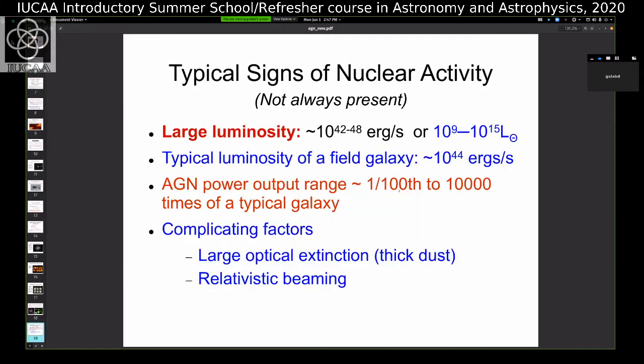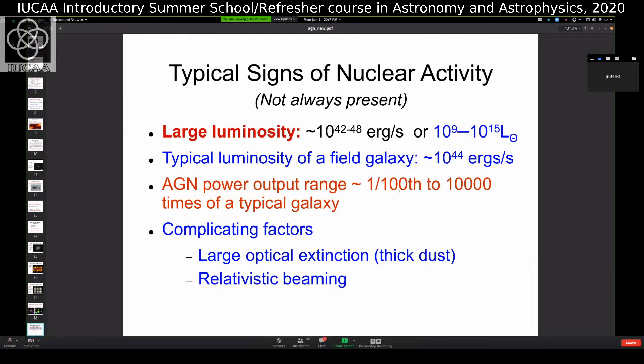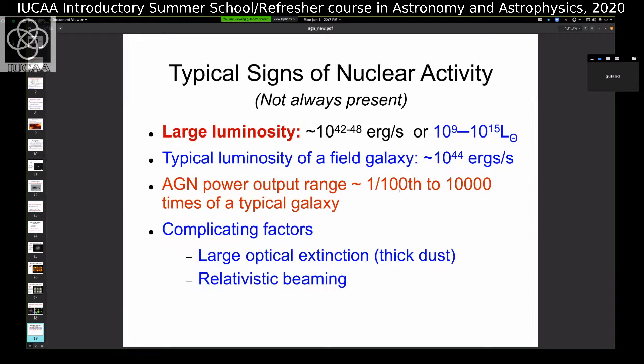So a typical signature, as we have seen, is large luminosity. The luminosity can range from 10 to the power 42 to 10 to the power 48 ergs per second. That is 10 to the power 9 to 10 to the power 15 times the luminosity of our own sun. Imagine 10 to the power 9 to 10 to the power 15 suns sitting in an area smaller than a light year, smaller than the size of the solar system. That's the kind of magnitude of power output we are talking about.